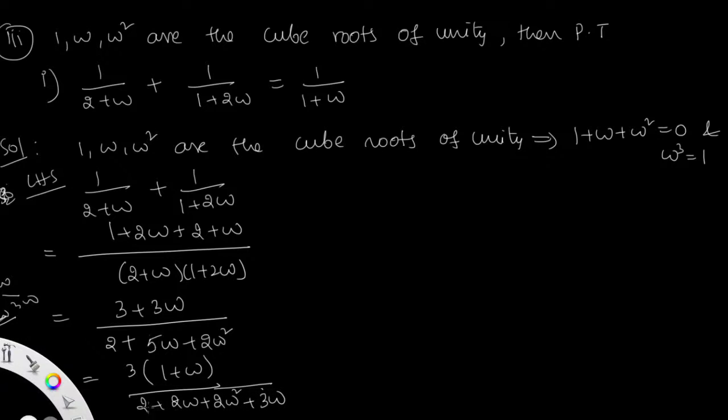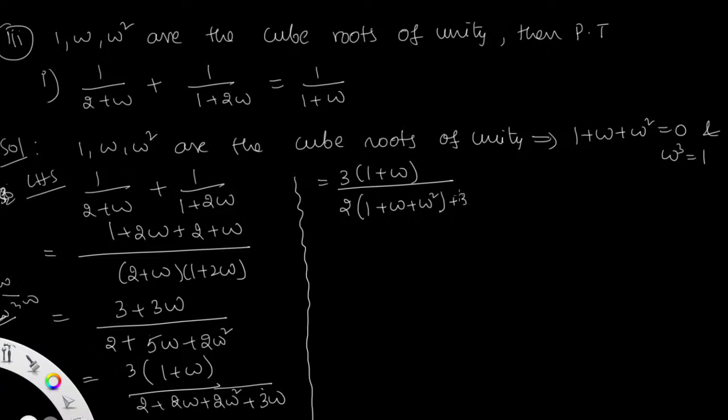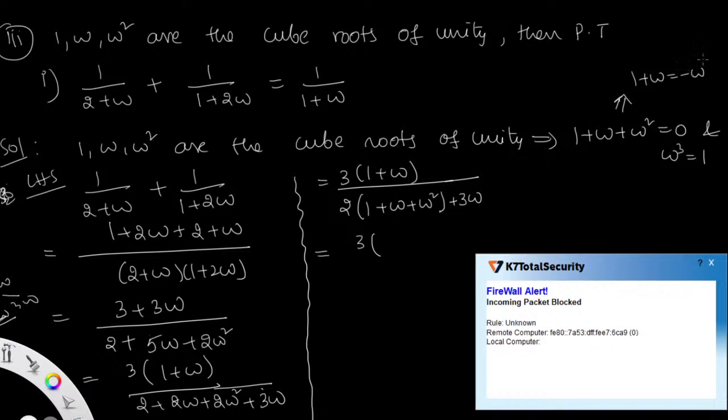Why? Because I am writing 2 in terms of 2 multiples. So from this I have to take it as common. We take this as common. So that is 3 into 1 plus omega, divided by 2 as common, 1 plus omega square. Just the remaining 3 omega is remaining. So 1 plus omega, from this we can write as minus omega square. So 1 plus omega is nothing but minus omega square. Minus omega square, by this the total value becomes 0.